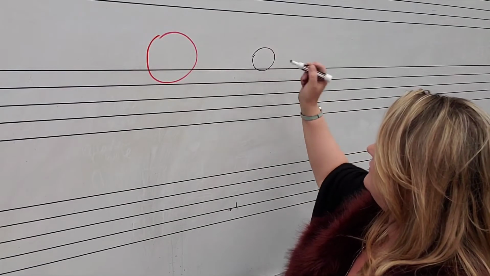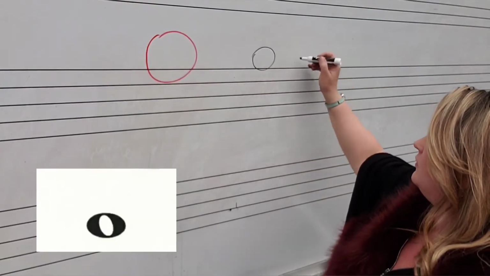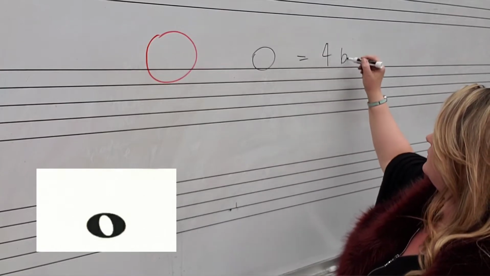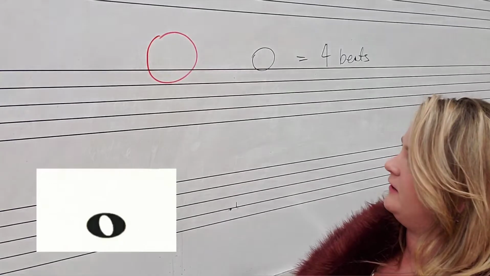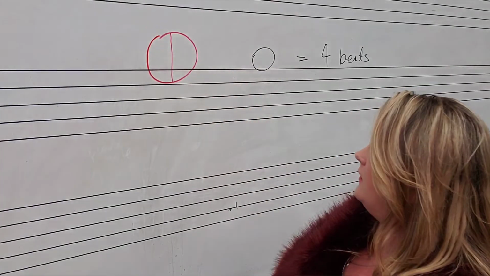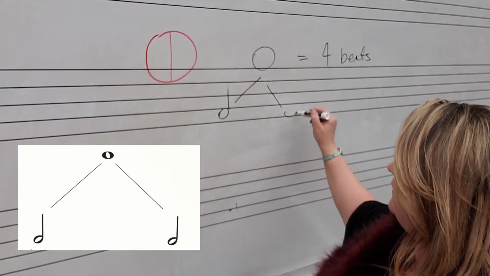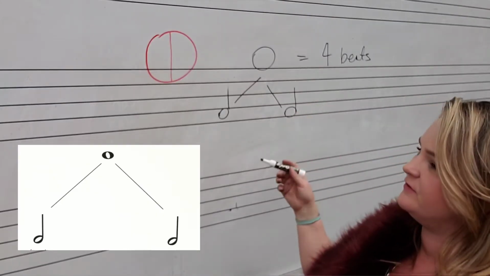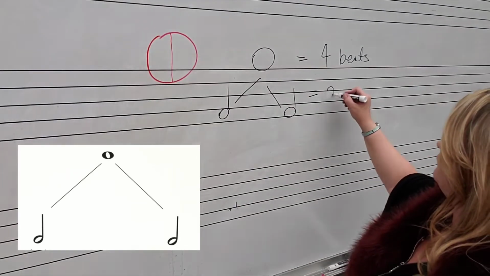Now, pizza, this is our whole note, and a whole note has 4 beats. And if I divide our yummy pizza in half, I get 2 half notes. So I'm dividing the whole note into 2 halves and getting 2 half notes. And for a half note, we count 2 beats.